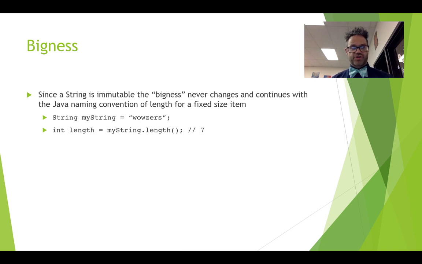So in this case, I have String myString equals "wowzers", and that's again a literal. And int length equals myString.length(), which is assigned the value of 7, because there are 7 individual characters inside wowzers that go into that variable right there.